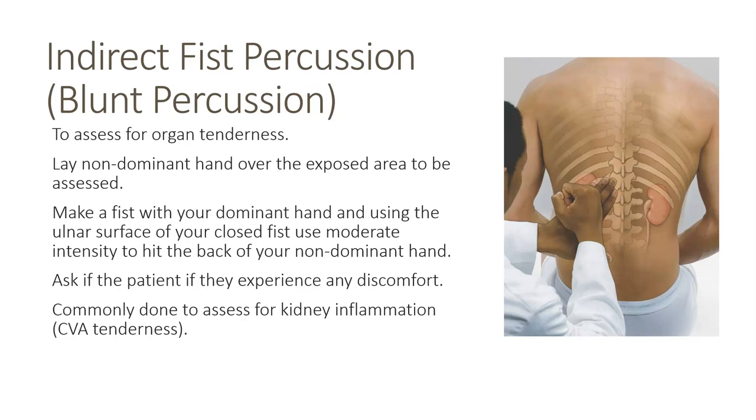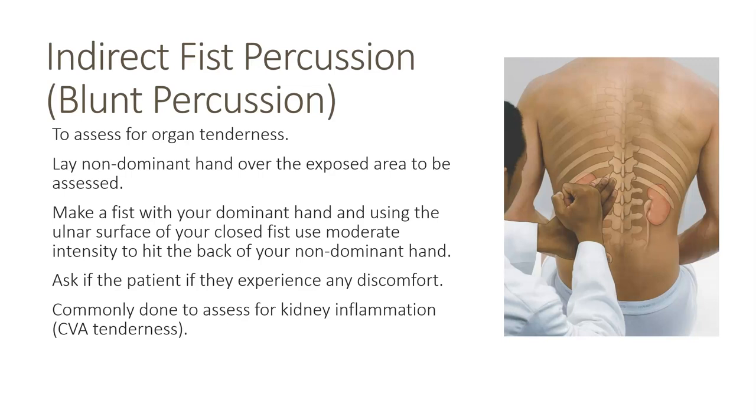Okay, and then indirect fist percussion or blunt percussion. This might look a little scary, but it doesn't hurt the patient unless they have an underlying issue. So what we're doing is to assess for organ tenderness. So you can see in this picture how it's done. This is most commonly done to assess for kidney inflammation or CVA tenderness.